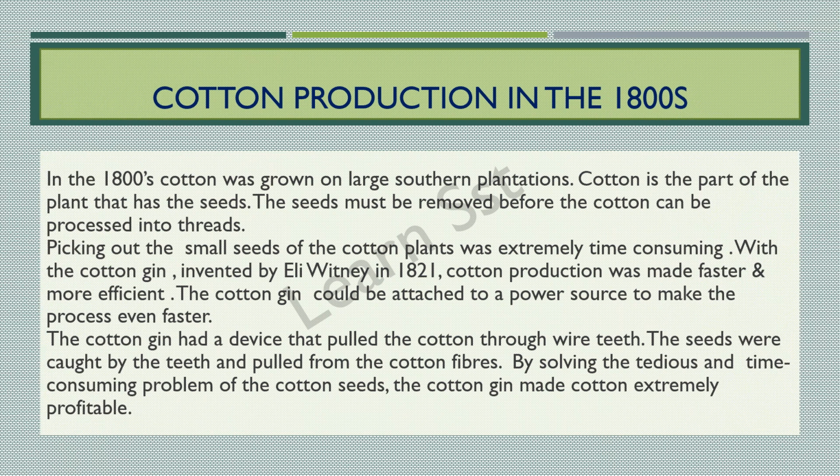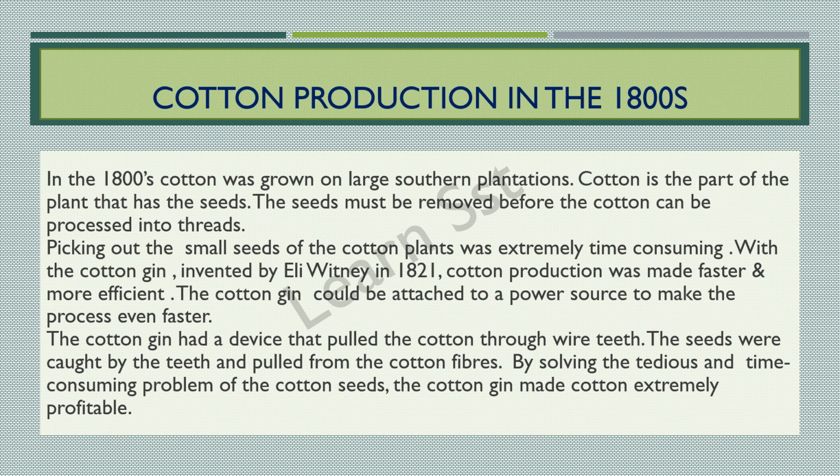Cotton production in the 1800s. In the 1800s, cotton was grown on large southern plantations. Cotton is the part of the plant that has the seeds. That's very true. The cotton flower has many seeds inside, and these seeds must be removed before the cotton could be made into yarns or thread.